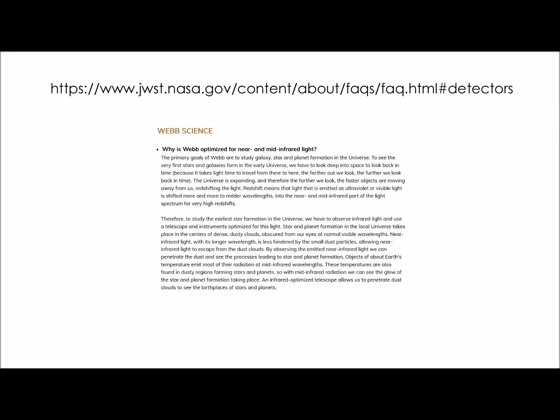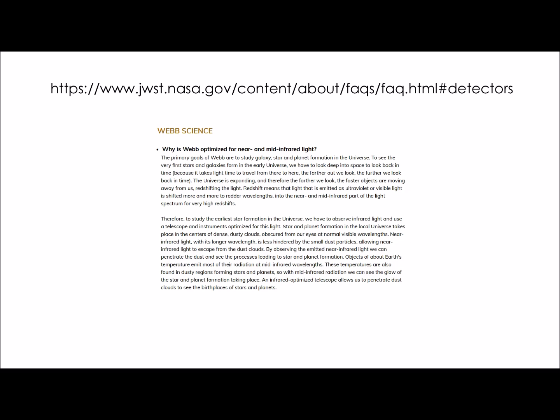Why is Webb optimized for near and mid-infrared light? The primary goals of Webb are to study galaxy, star, and planet formation in the universe. Note, Dave, that its primary goal has nothing to do with convincing you or any other flat earther of anything. To see the very first stars and galaxies form in the early universe, we have to look deep into space, to look back in time.